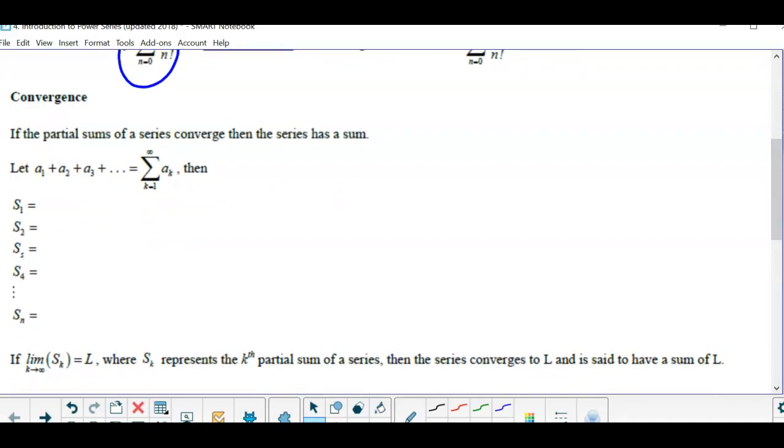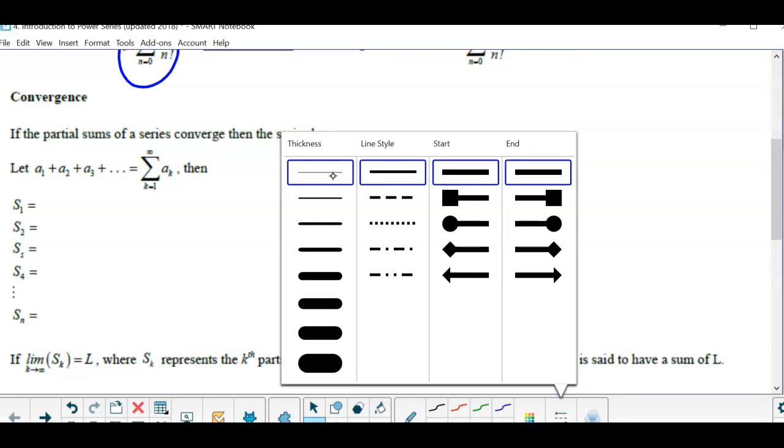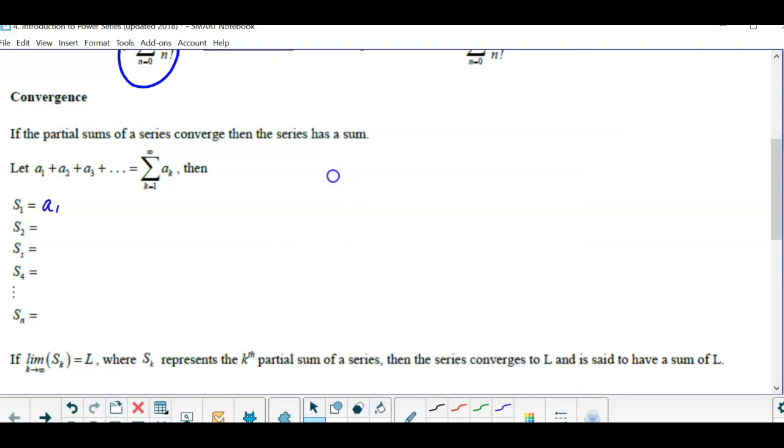then each of these, so take a look here, this is good review of series from Math 30 and 20, I think. S1 is the same as the first term. So here the terms are using A's. Remember, you could use T's or U's. In this one, we're using A's. S2 is A1 plus A2. S3 is A1 plus A2 plus A3. And so on.